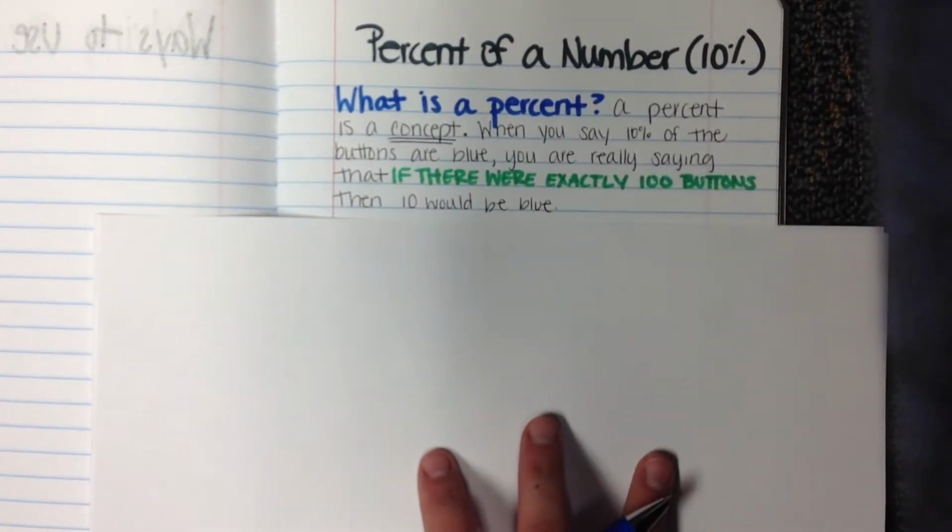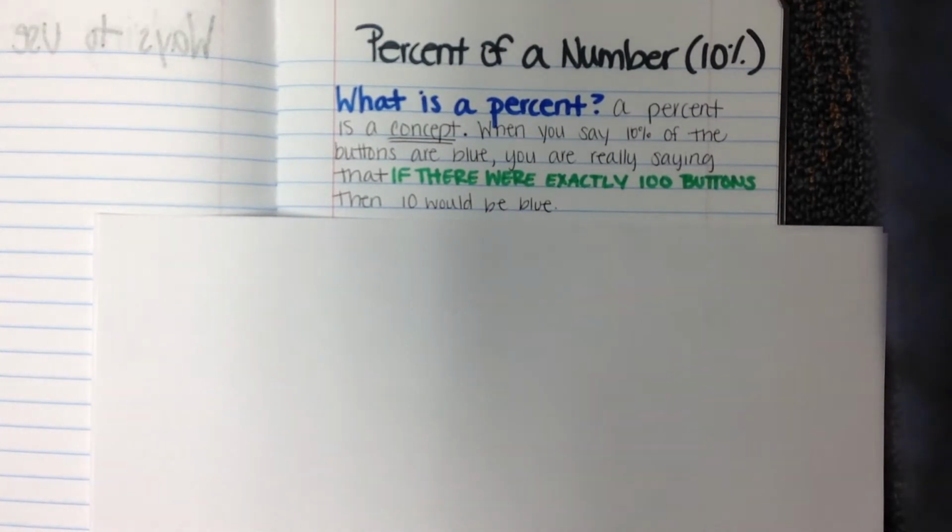Before we can talk about finding percent of a number, we need to talk about what exactly a percent is. A percent is a concept. It's not really a number. It's an idea. When you say that 10% of the buttons are blue, what you're really saying is that if there were exactly 100 buttons, then exactly 10 would be blue. So percent is this concept of this perfect world where everything is out of 100. And if there were 100 of something, 10 would be blue. That's what the percent is saying, is that if there were 100, this is how many you would have.